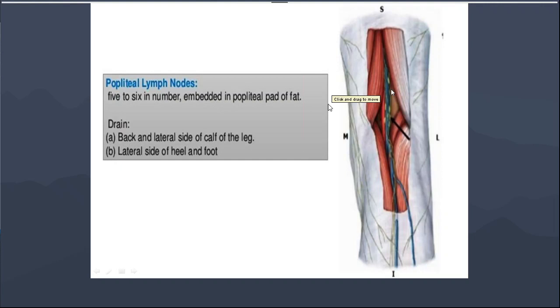So now coming to the MCQ questions. What is the answer for this?